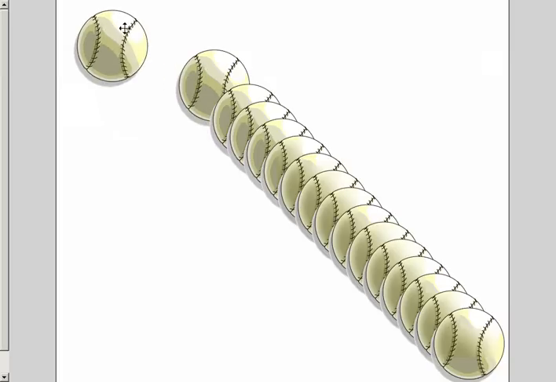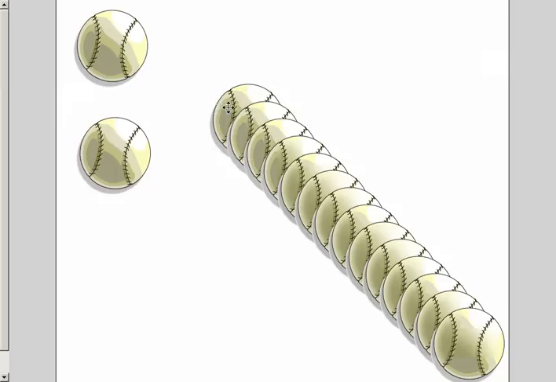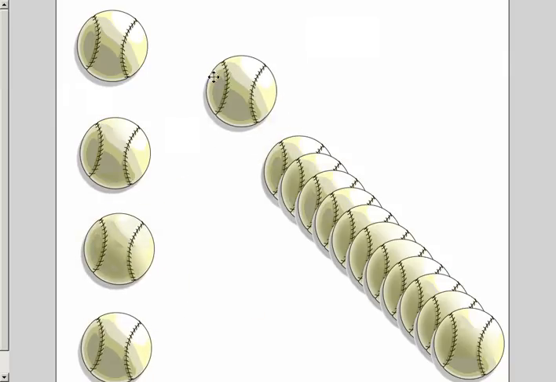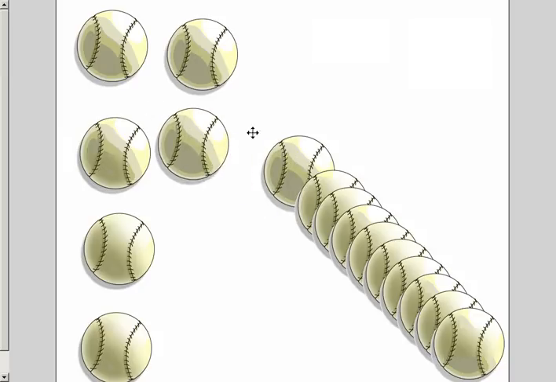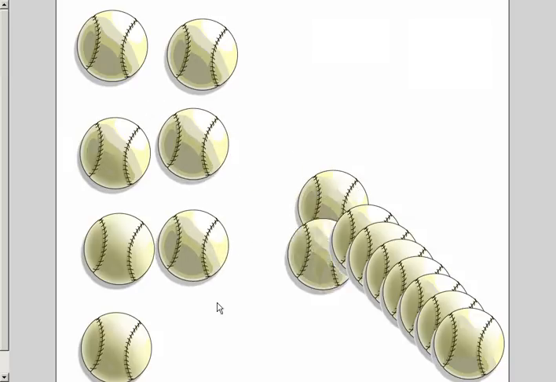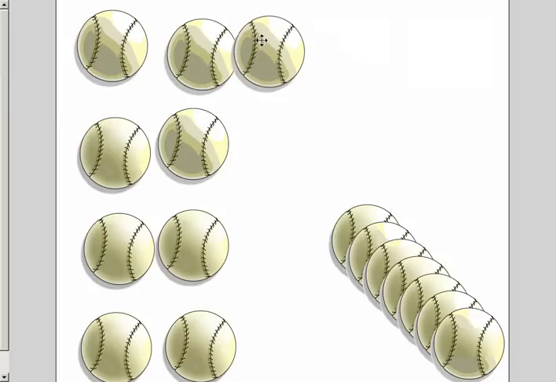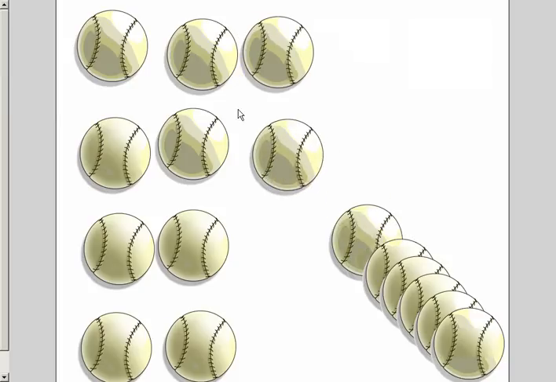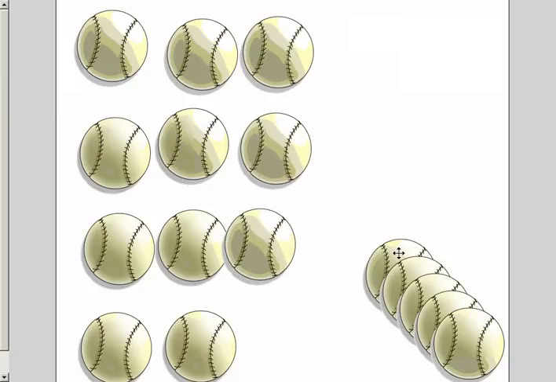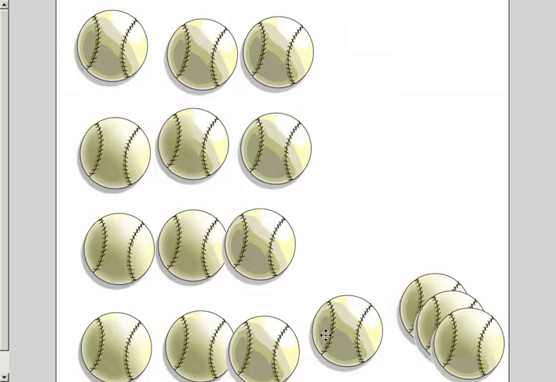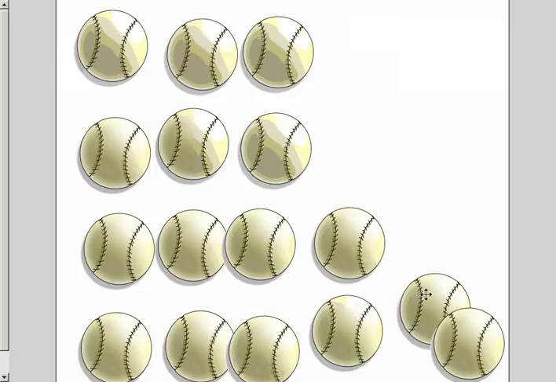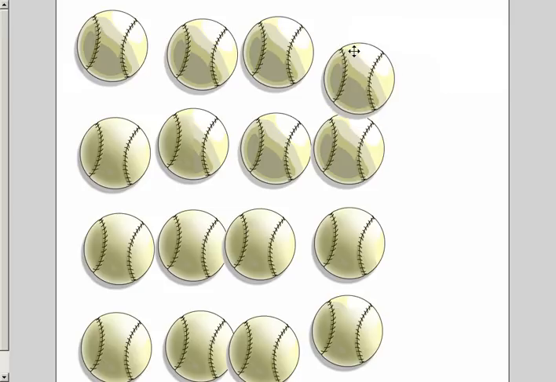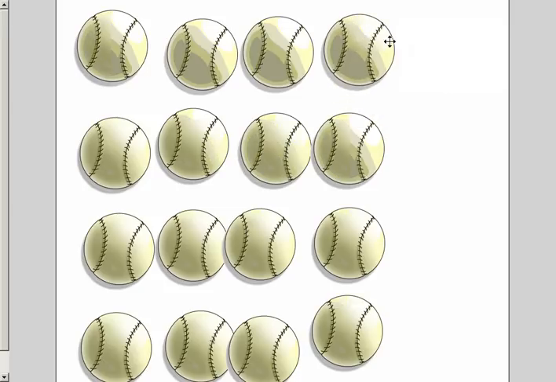So I'm going to put these baseballs into 4 groups. I'll make a fraction over 4. I'll just keep going and rearrange. The baseballs go into 4 equal groups. Are they equal groups? Are they the same amount in each group? Yes. How many are in each group? 1, 2, 3, 4.